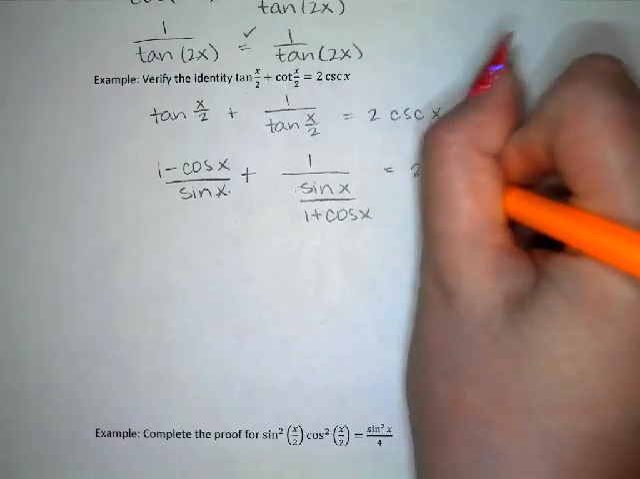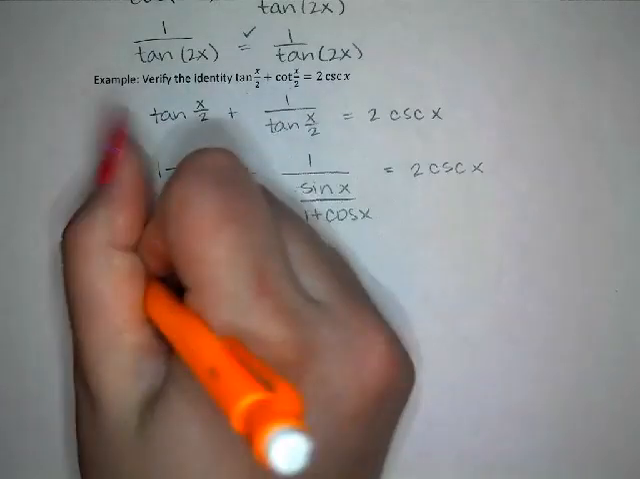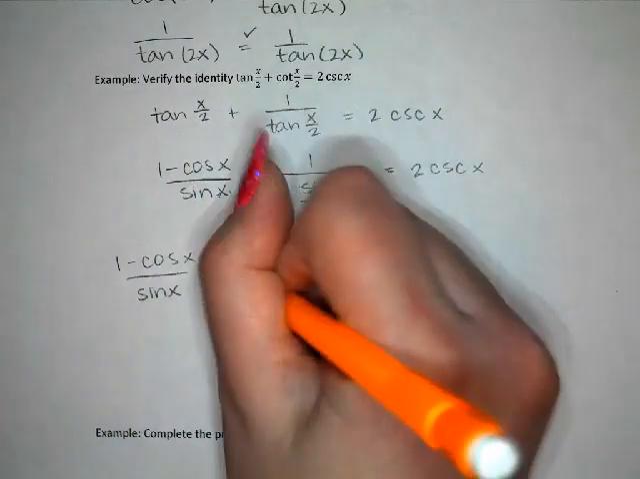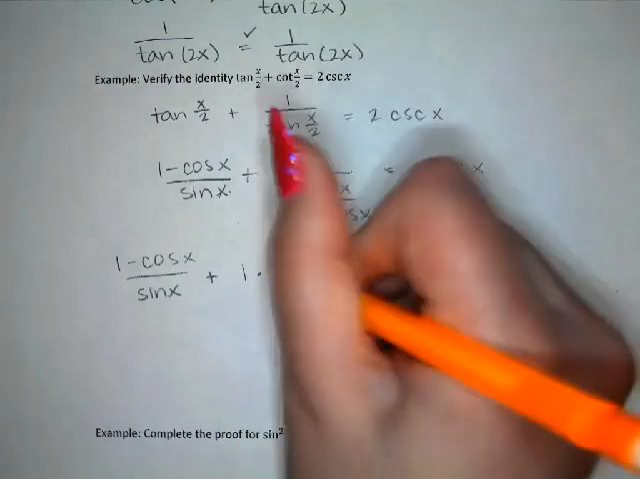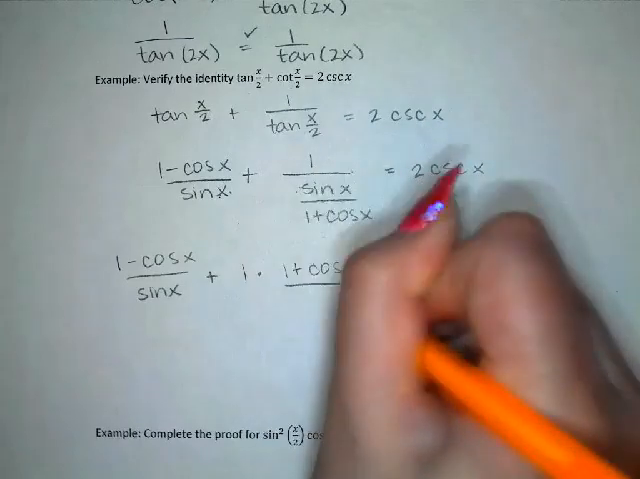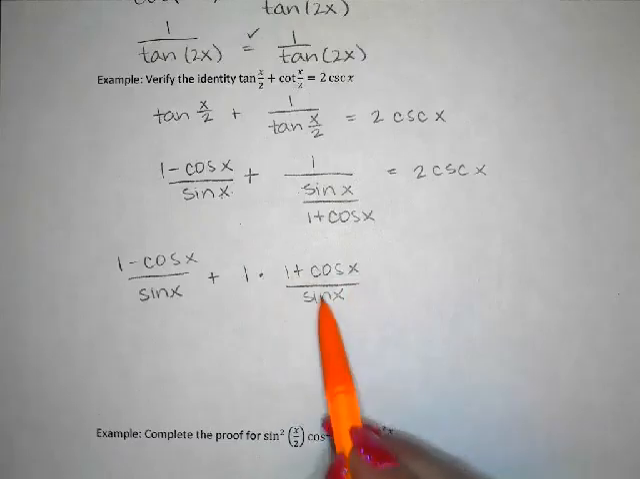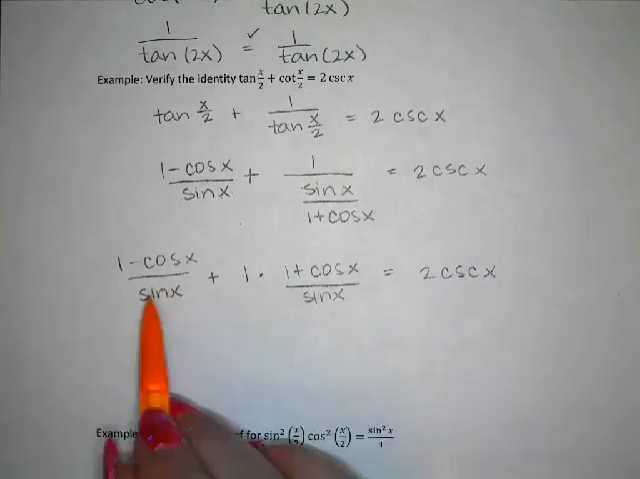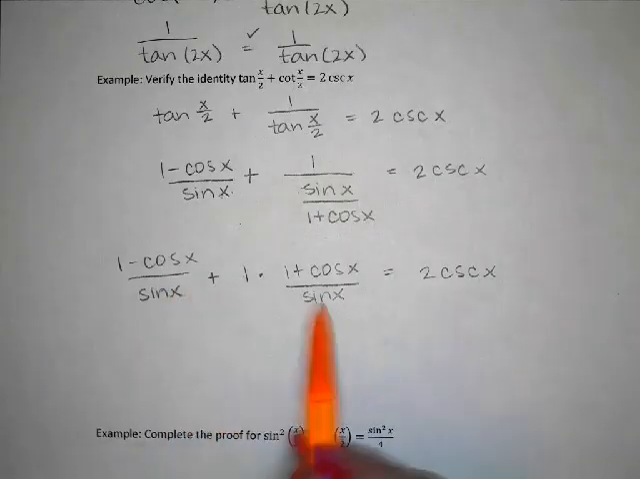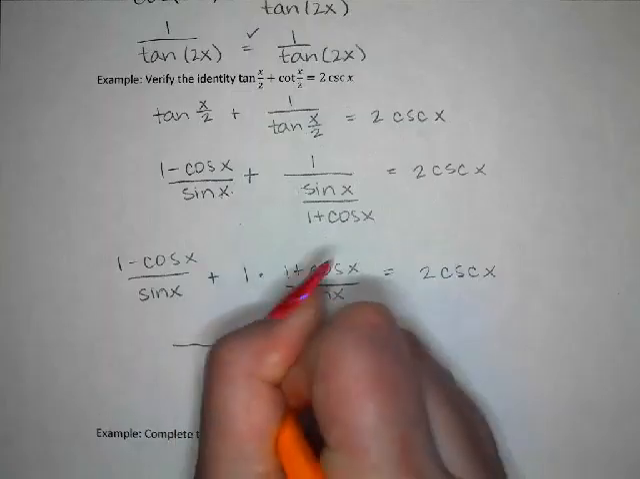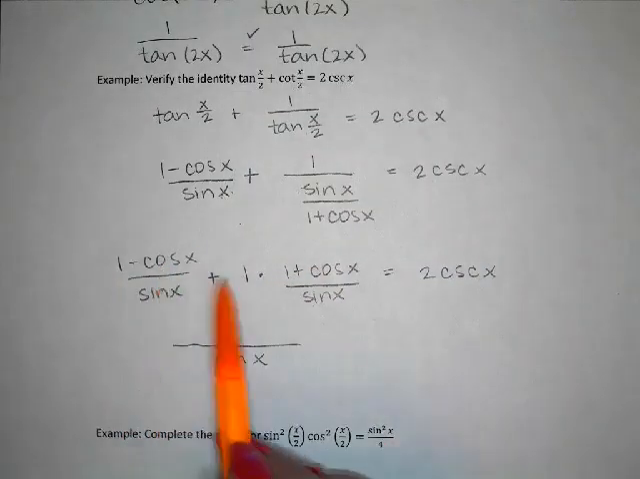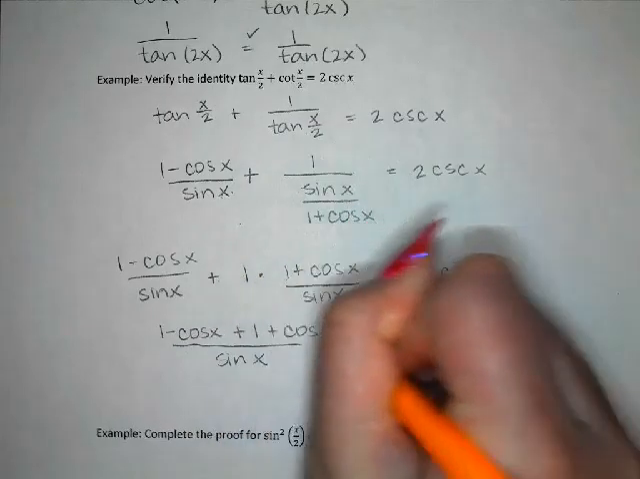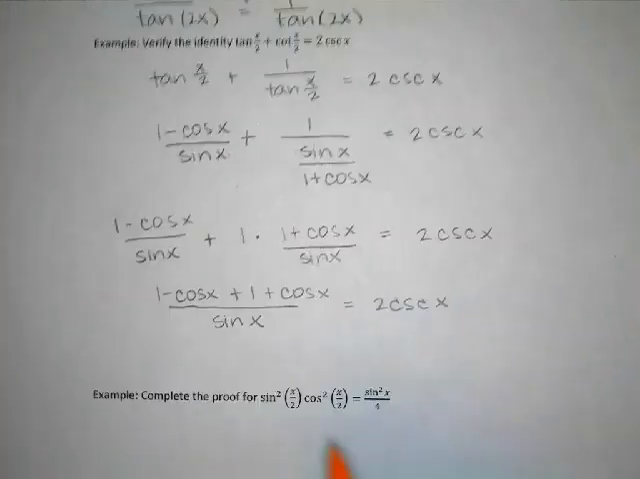Okay, so for the first fraction, I'm just going to copy it down. For the second fraction, I'm going to keep the 1. I'm going to change it to a multiplication problem, and then I'm going to multiply by the reciprocal. So I have 1 times 1 plus cos over sine. So these two fractions can now be combined together. They have a common denominator of sine, and they have a numerator of 1 minus cos plus 1 plus cos. And if we look here, the coses cancel, and we get 2 over sine.